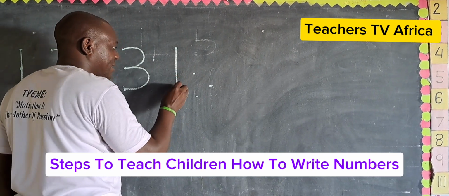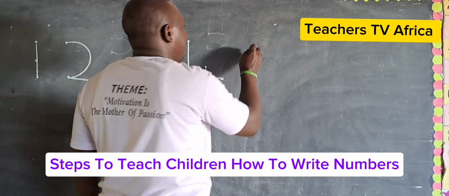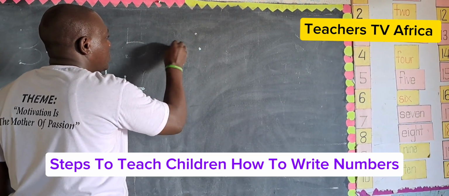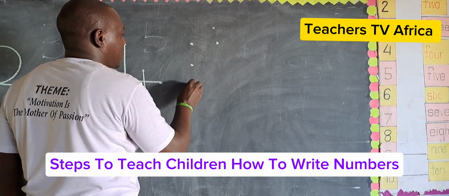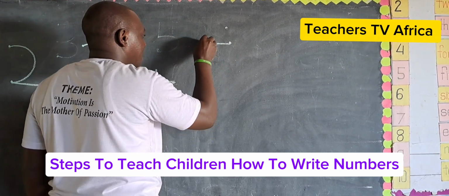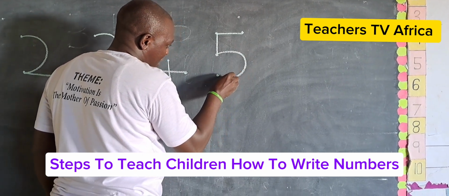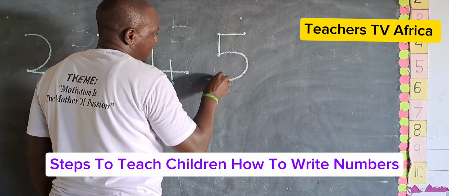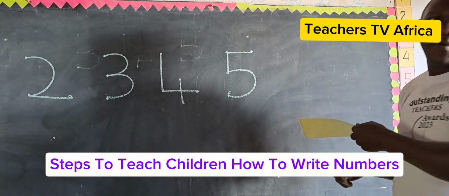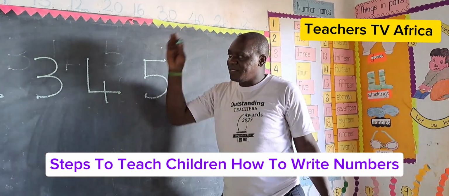A standing stick, sleeping stick, and a. Number 5, dot. Start with this dot, a sleeping stick, a standing stick, and a curve, like that. Are we together? Yes. So those are our numbers. Are we together? Yes. As long as they know the writing symbols.